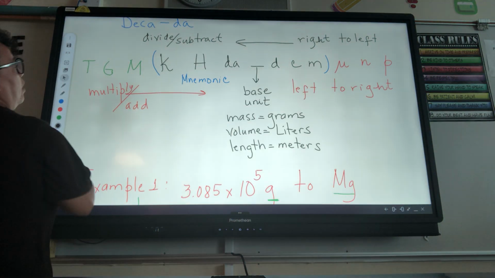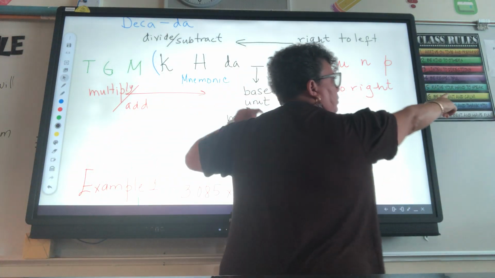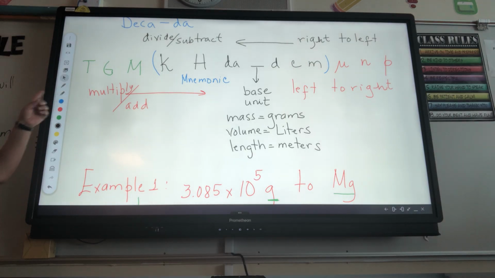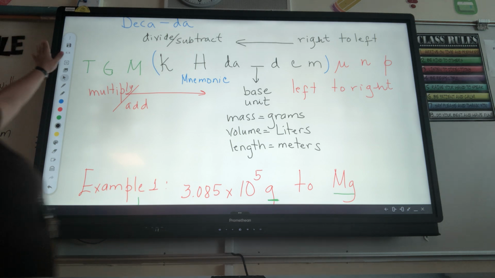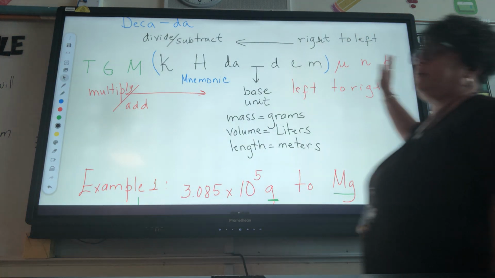Now, when you go from the left all the way to the right, remember the opposite. I'm going to be multiplying by a power of 10. Consequently, I'm going to be adding to the exponent of the power of 10. Do you understand that part? If you understand that part, the conversions are going to be super easy. Left to right, I'm going to add. Right to left, I'm going to subtract.